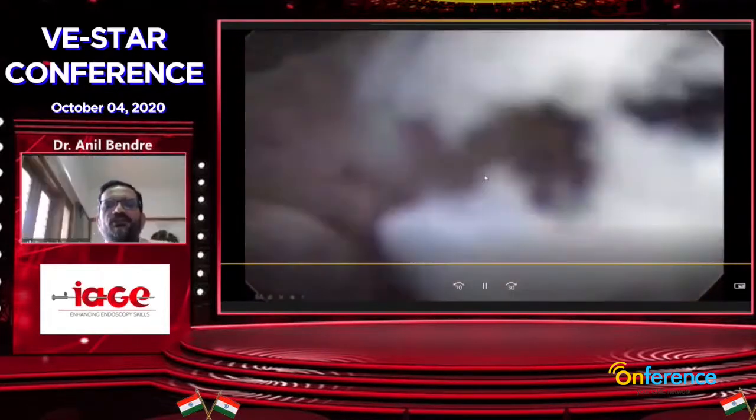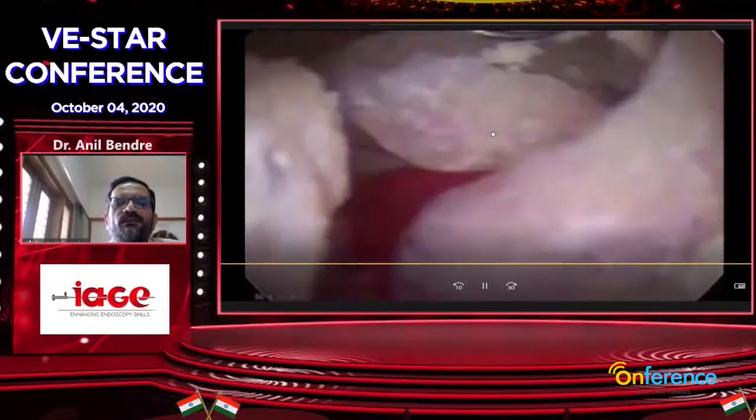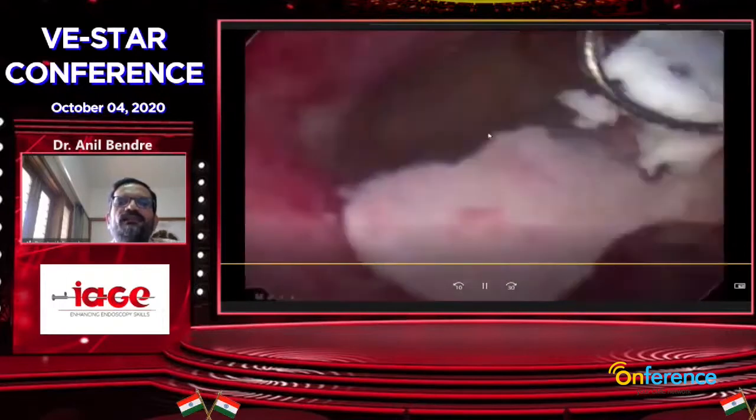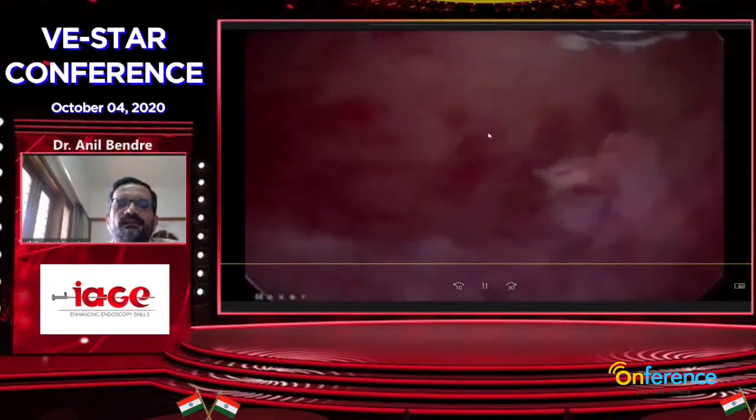That is all. I think I could not show the small polyp being cut with the help of scissors, but this was a little bigger polyp which I had removed with the help of bipolar energy.